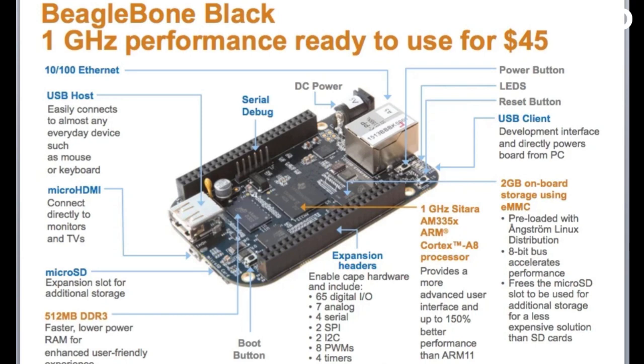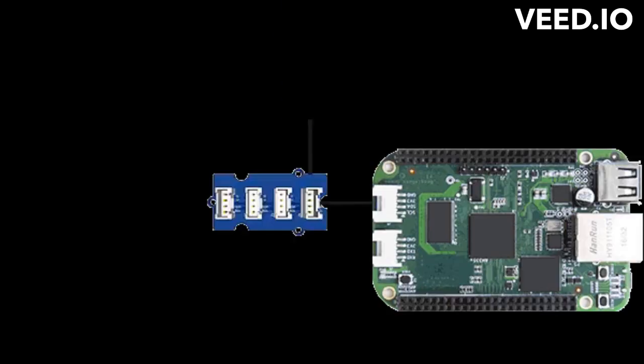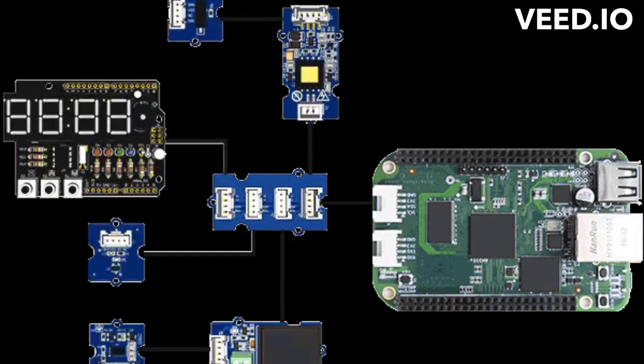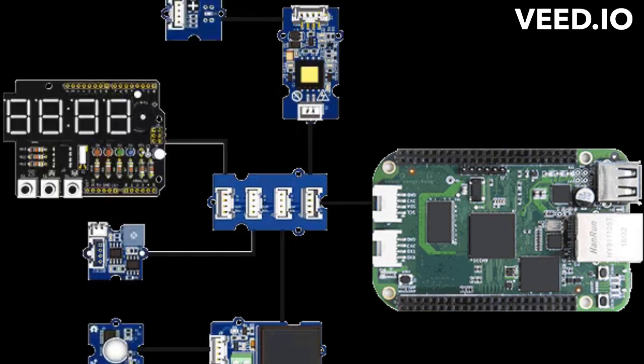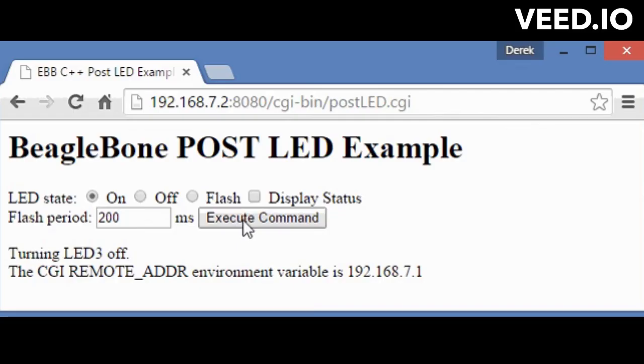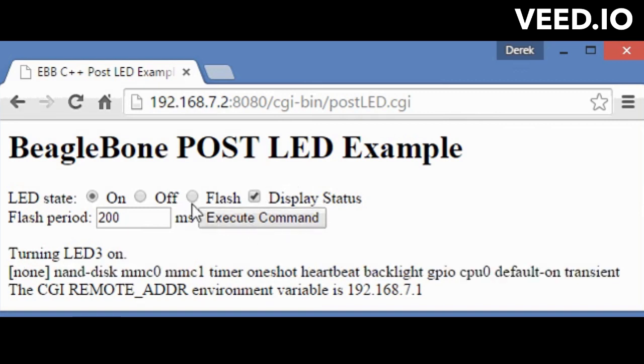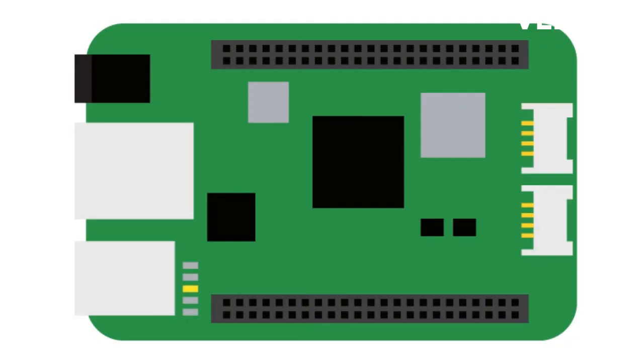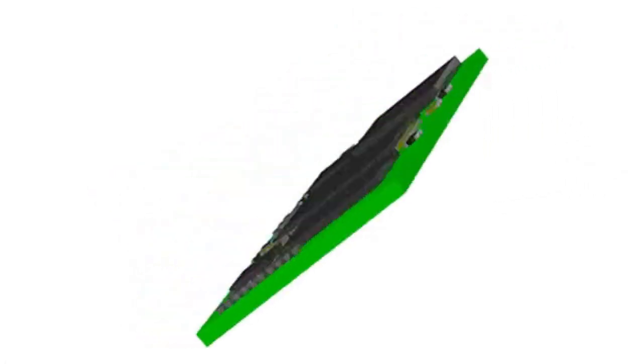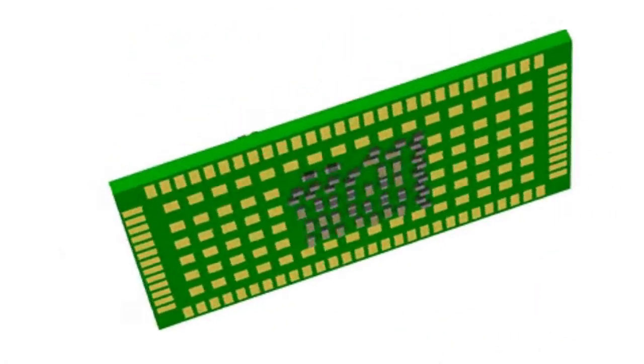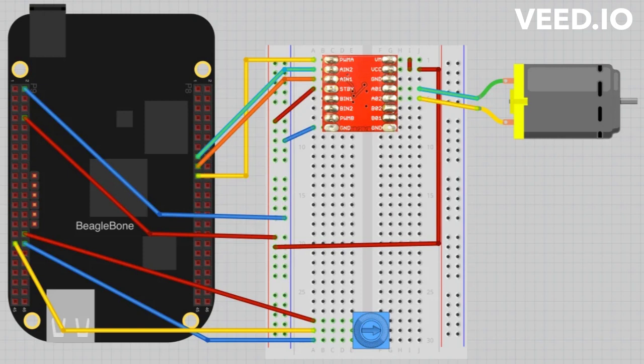The BeagleBone board is often used in projects that require real-time control, such as robotics, automation, and data acquisition. It is also popular in the maker community for building DIY electronics projects. With its powerful hardware and open-source software, the BeagleBone board is a versatile platform for developing a wide range of embedded and IoT applications.